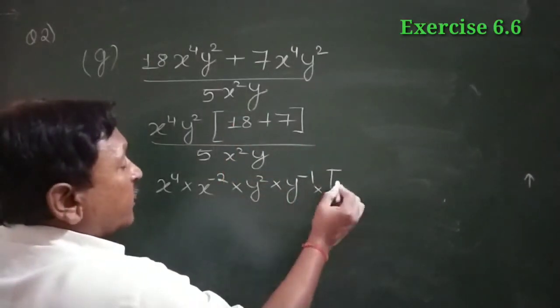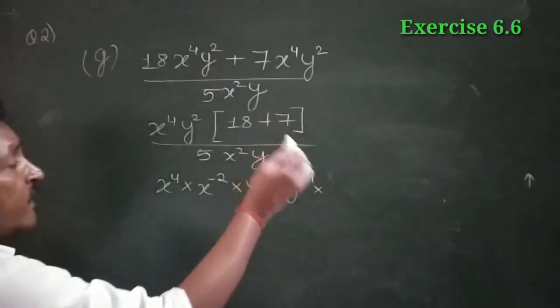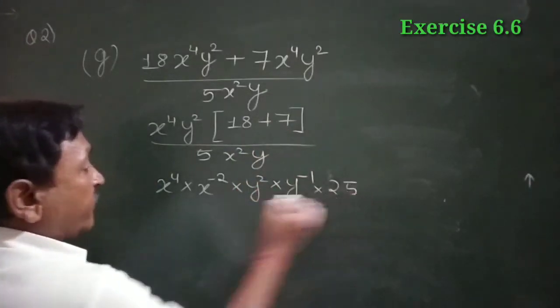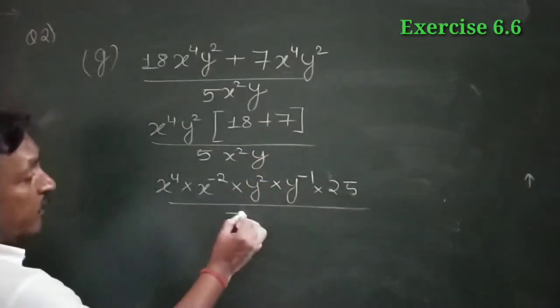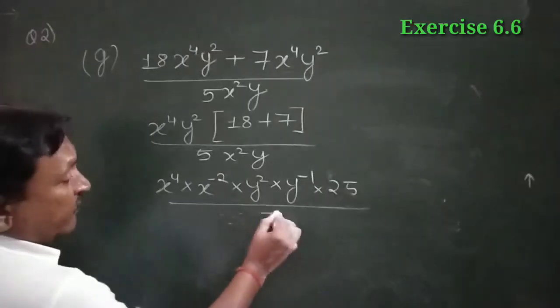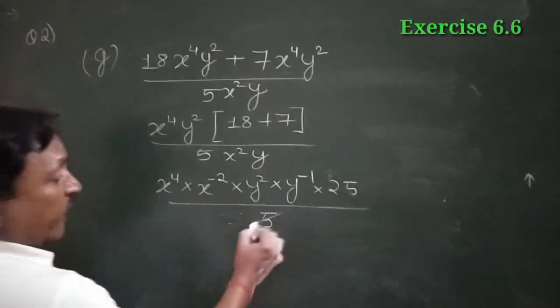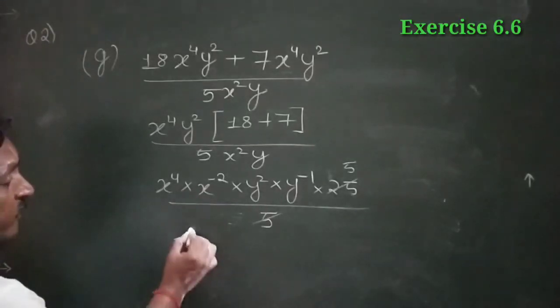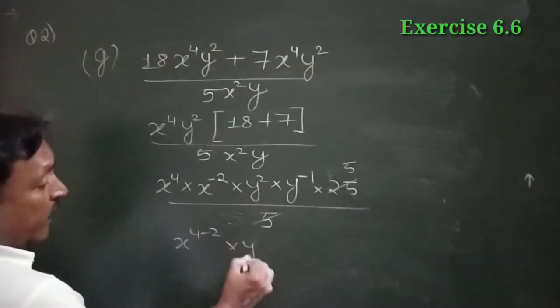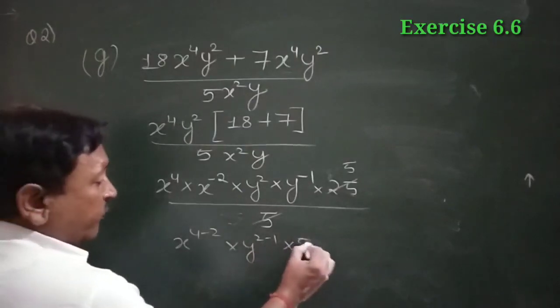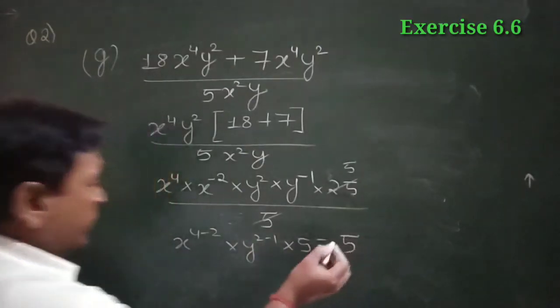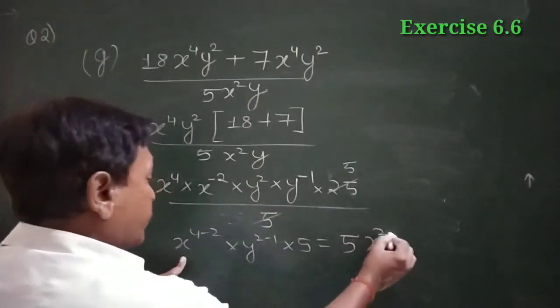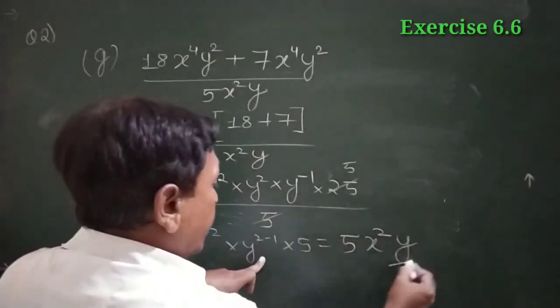And what is here more? 18 plus 7, 25 upon 5. Only 5 is left here. So 5 can cancel 25, 5 times. The powers will get added up: 4 minus 2, y 2 minus 1, into 5. So we can write it like this: 5x square into y. Okay.